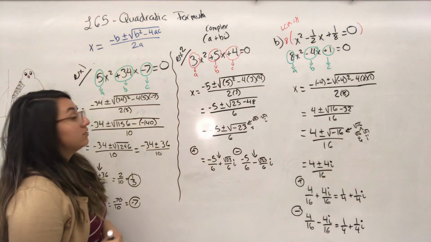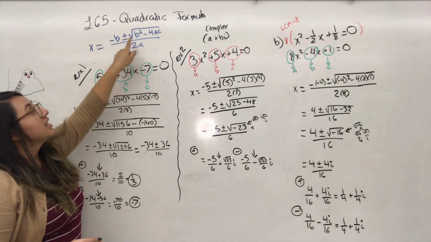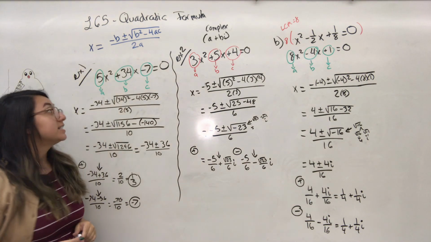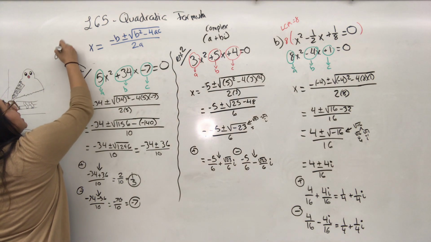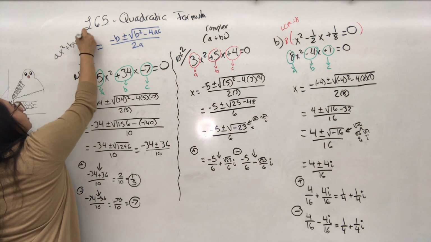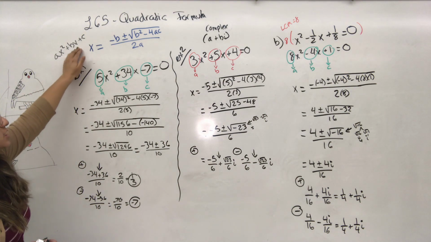Here we have the quadratic formula. X equals negative b plus or minus the square root of b squared minus 4ac over 2a. So the a's, the b's, the c's, they all come from the quadratic equation, ax squared plus bx plus c.